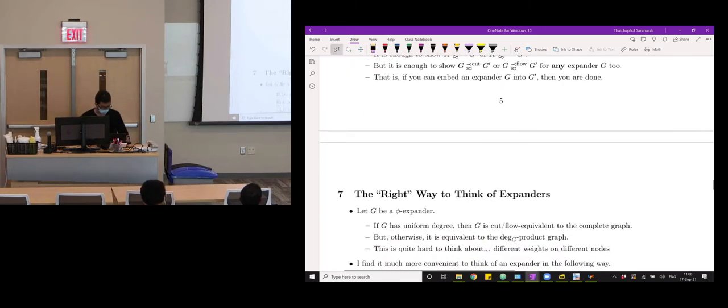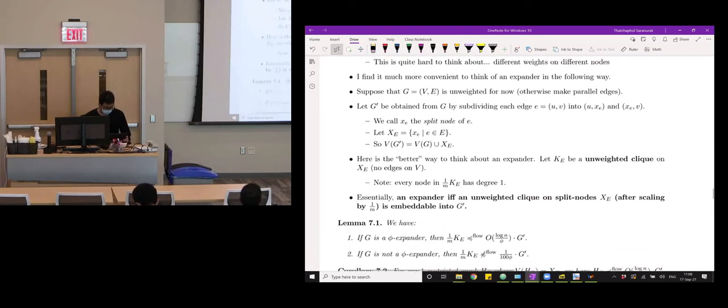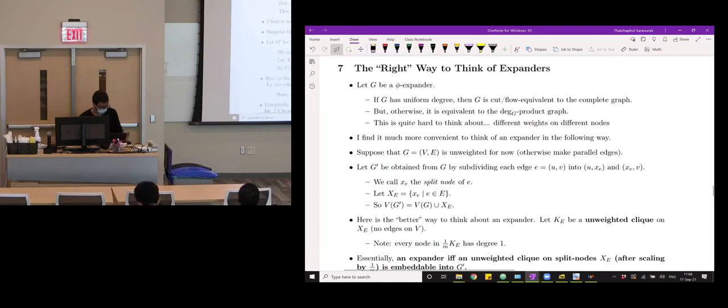Okay. So I would like to continue talking about the thing that I didn't finish properly last time, the thing that I said is the right way to think about expanders. This is subjective, but it's just easier for me, at least.